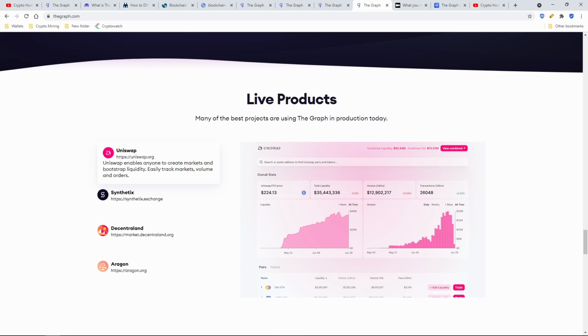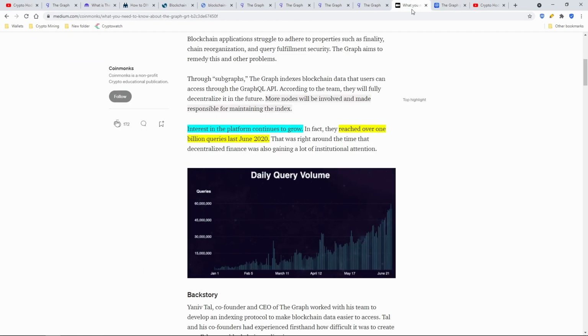Now, it is also being adopted very quickly by a lot of projects. Uniswap is using them, Synthetix is using them, Decentraland, Aragon, and the circle is getting bigger and bigger. Back in 2020, it says interest in the platform continues to grow. In fact, they reached over 1 billion queries in June 2020. So that was just in the last year, 2020, and they already hit 1 billion queries. Queries is just somebody searching for something. So definitely it's being used more and more, and there is a need for this product.